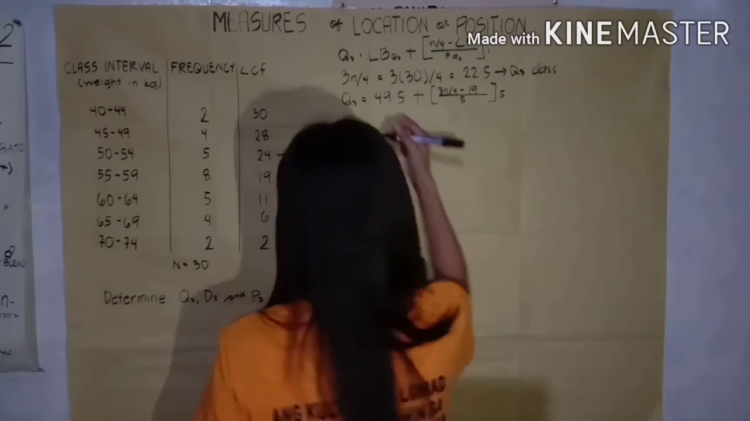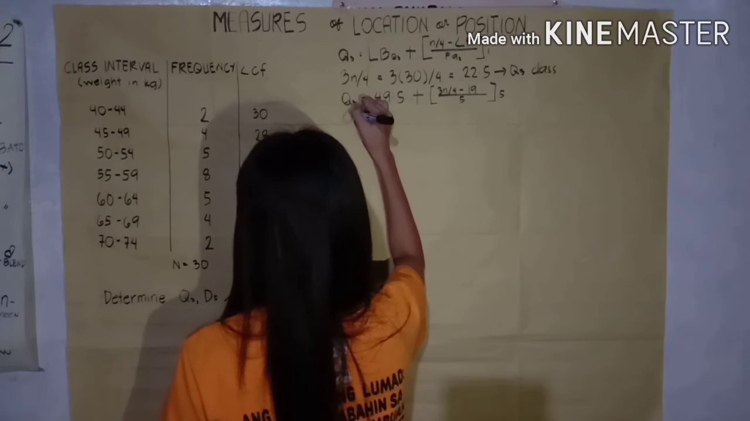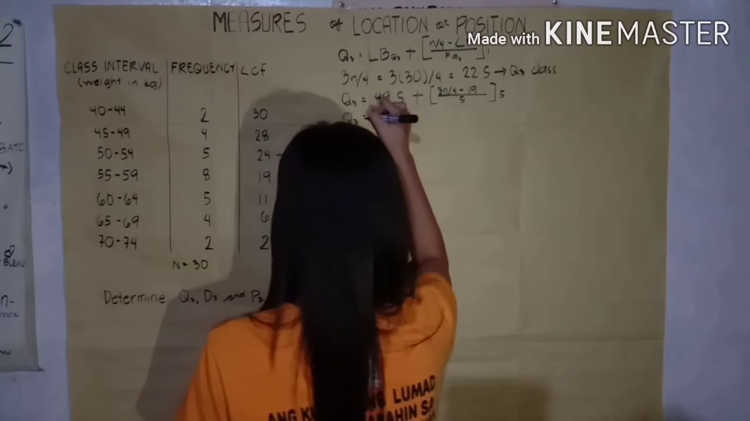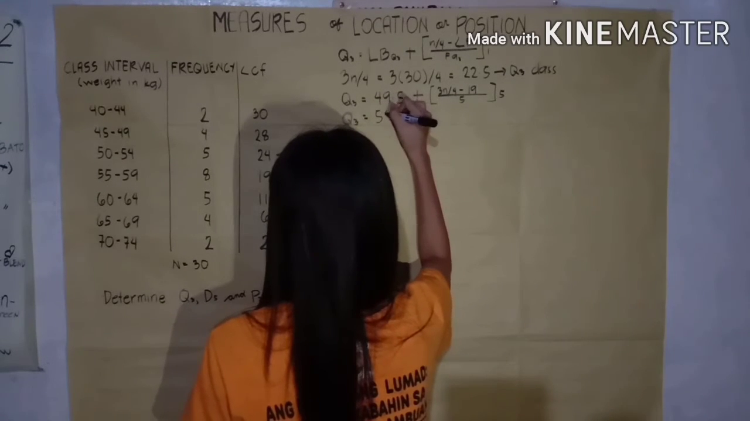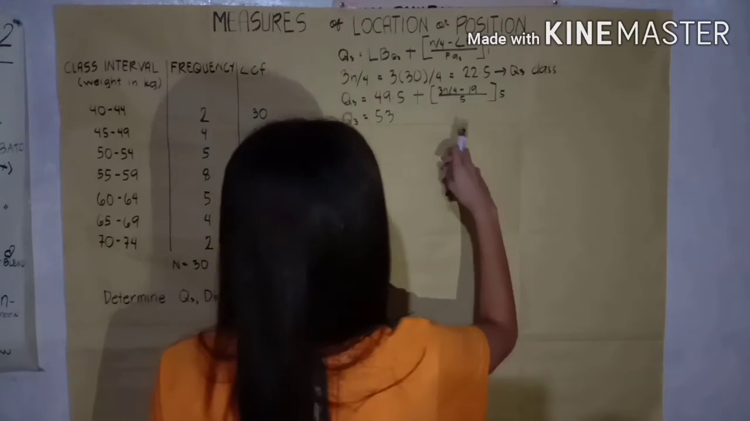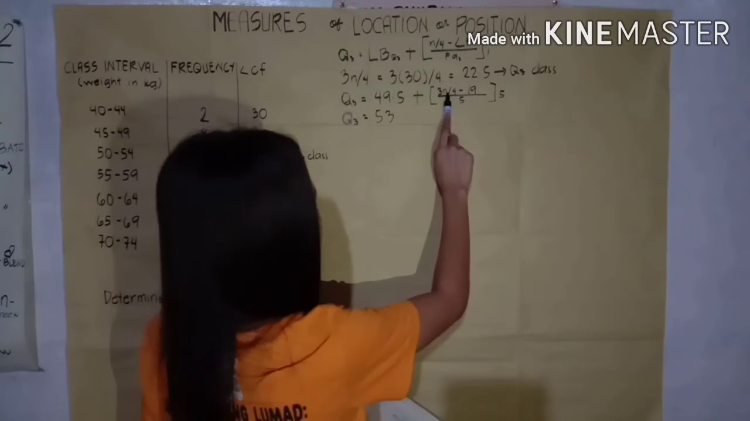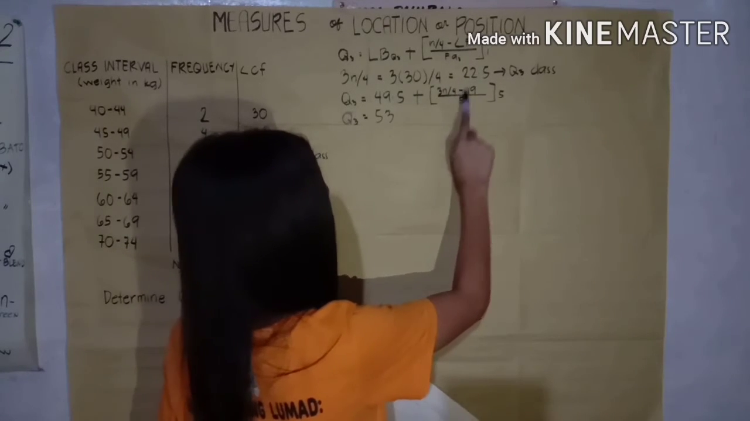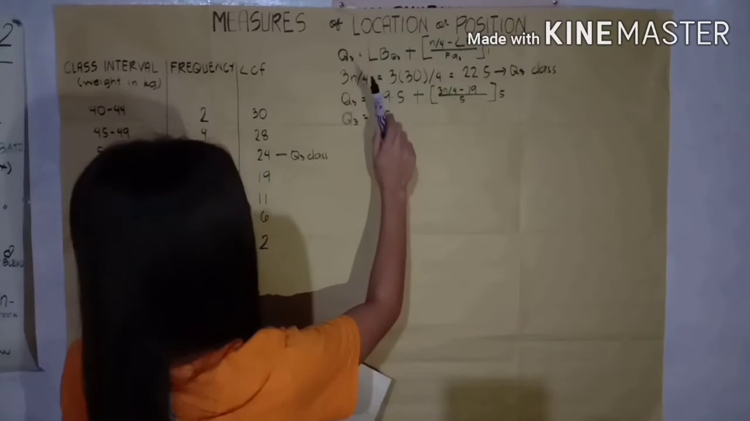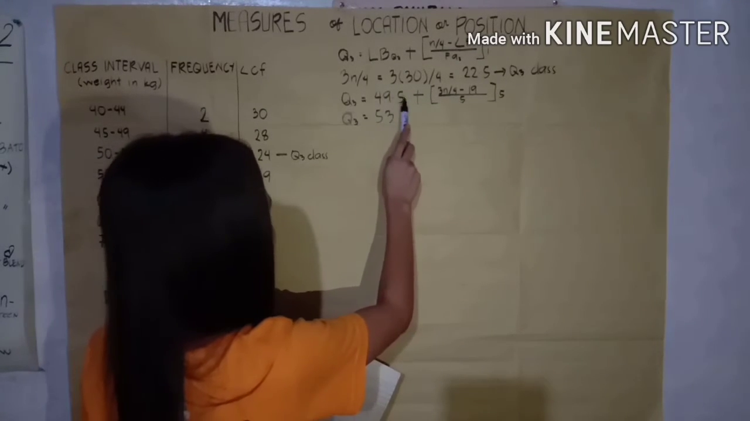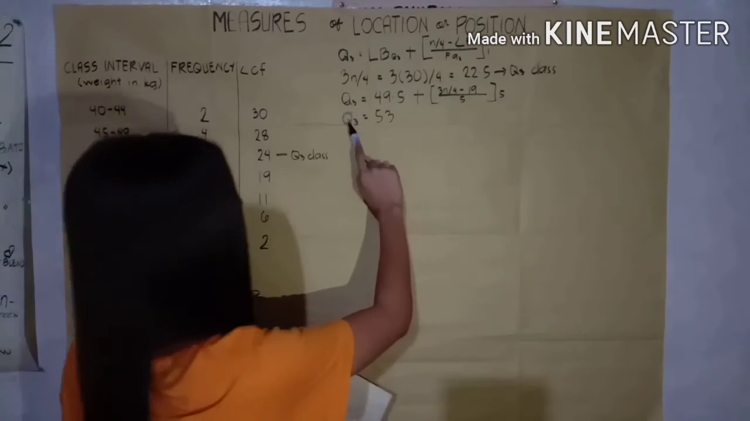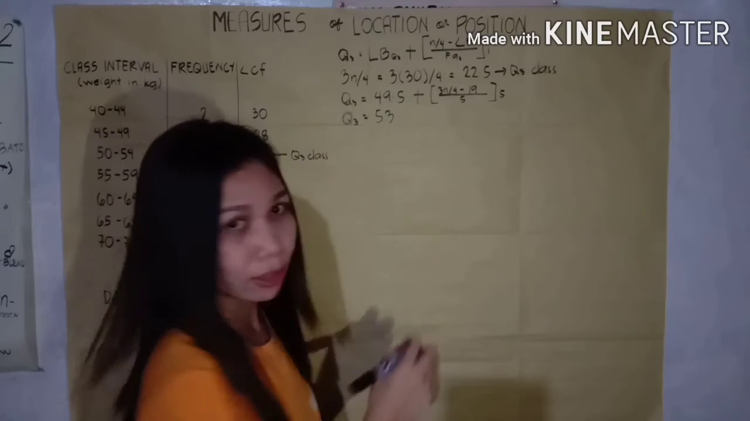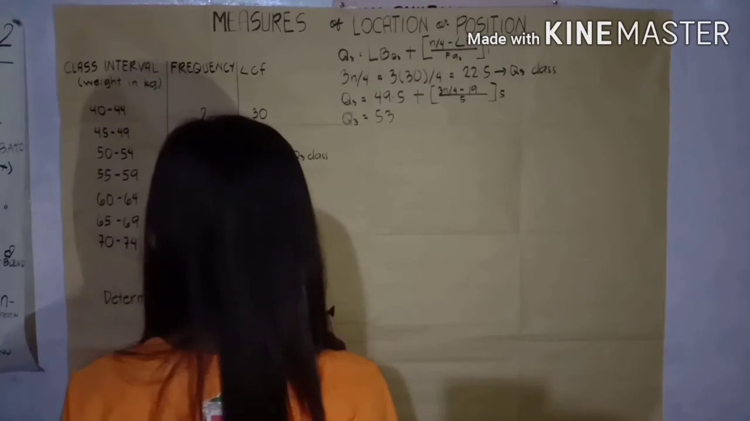So the Q3 is equal to 53. So we subtract 22.5 minus 19, then divide by 5, and then multiply by 5. After that, we add 49.5 to the answer. So the Q3 is equal to 53. So let's proceed to finding the D5.